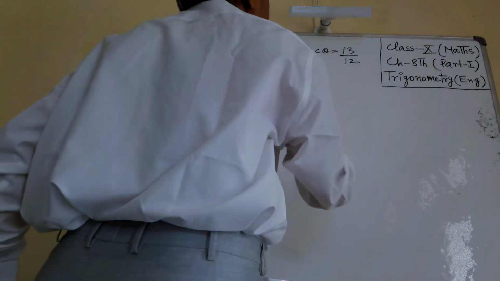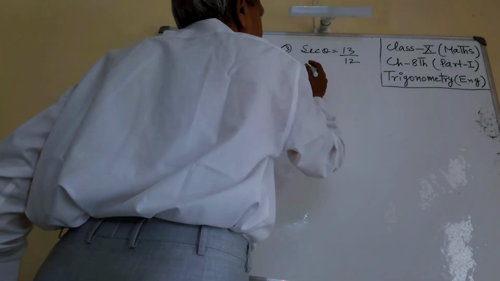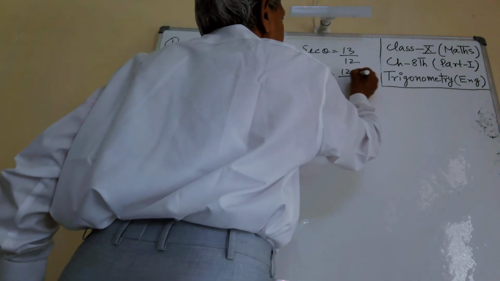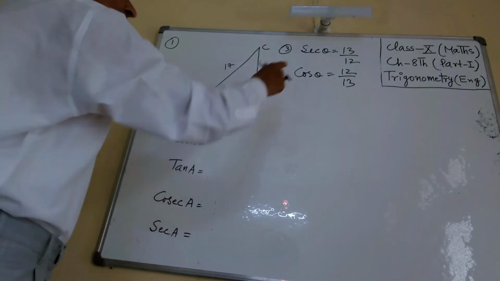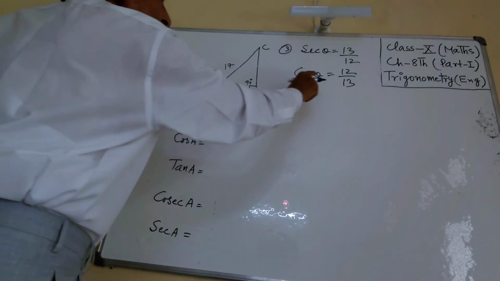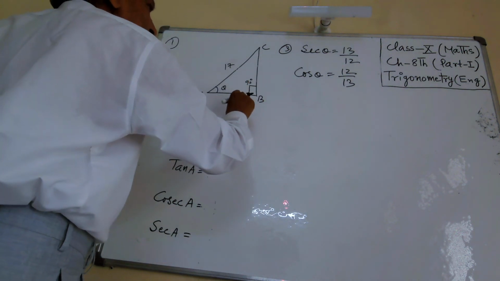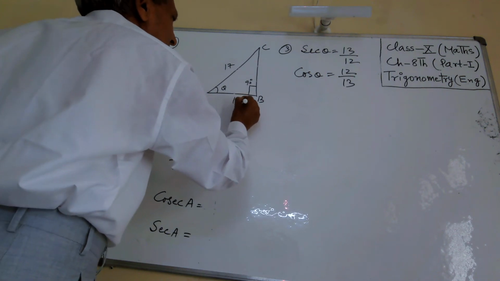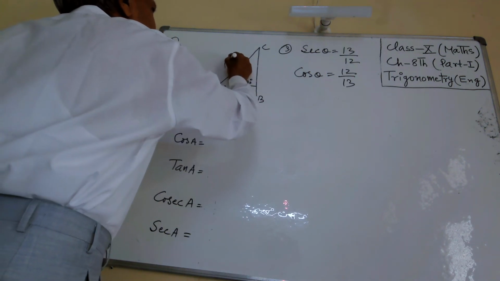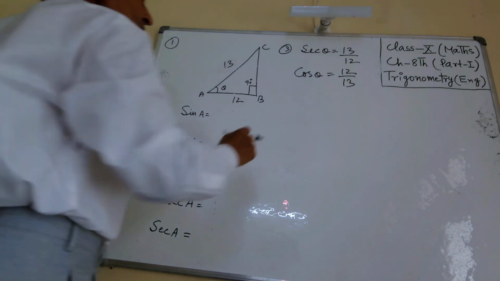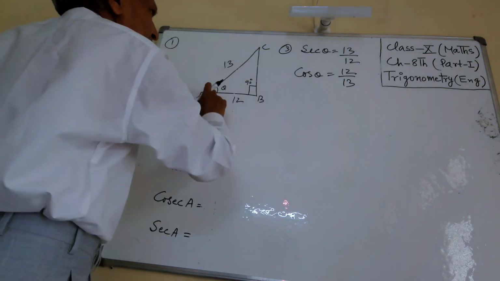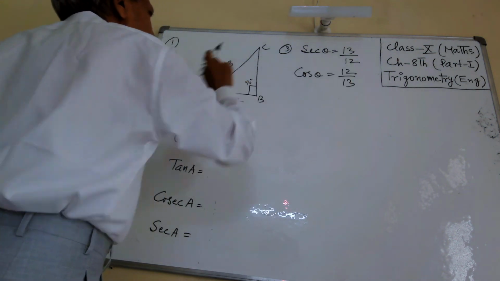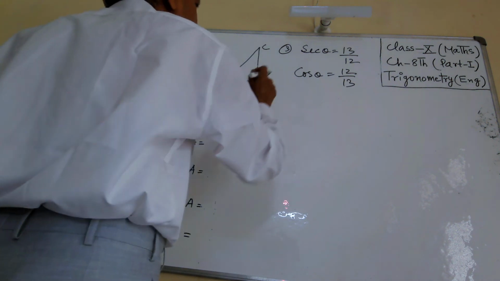So sec theta, what is sec theta? Sec is the opposite of cos. Cos theta is equal to 12 by 13. Write down the value of cos theta. What is cos theta? AB upon AC. Here, this is 12 and this is 13, because we know that cos theta is equal to base upon hypotenuse. Write down the values of 12 and 13 on these sides. Now we have to find out BC.